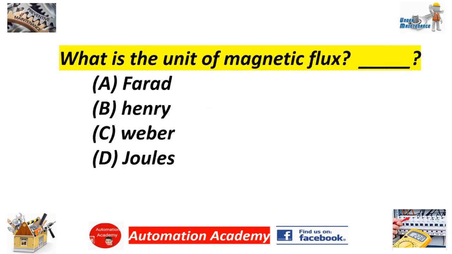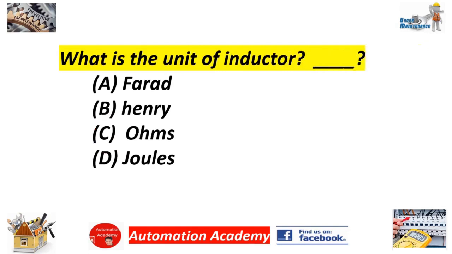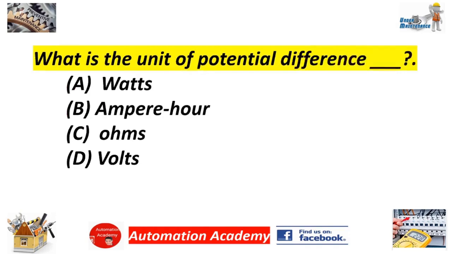What is the unit of magnetic flux? A, farad, B, Henry, C, Weber, D, joules. Answer, C, Weber. What is the unit of inductor? A, farad, B, Henry, C, ohms, D, joules. Answer, Henry.